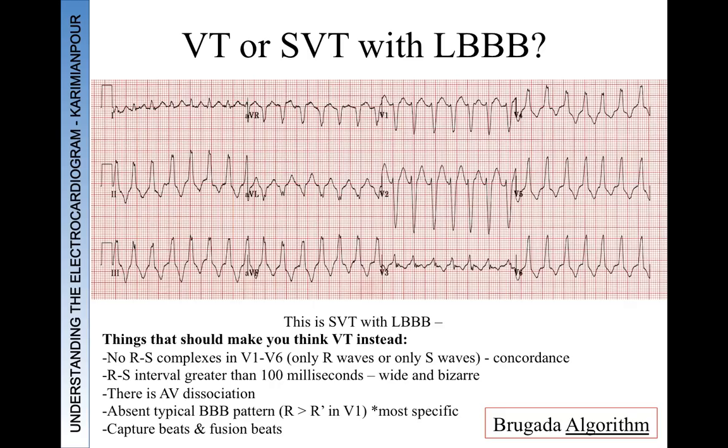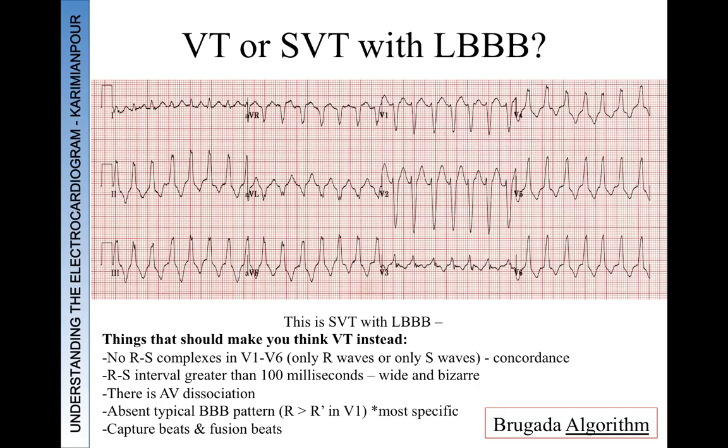But if an electrical impulse is coming from the top chambers and it's going down the normal pathway, then you will have discordance, or you would have a normal R wave progression across the precordial leads. V1 and V2 will be negative, V3, V4 will be isoelectric, V5 and 6 will be positive deflected, and so forth. So if they're all pointed in the same direction, either up or down, then it should make you think VT.